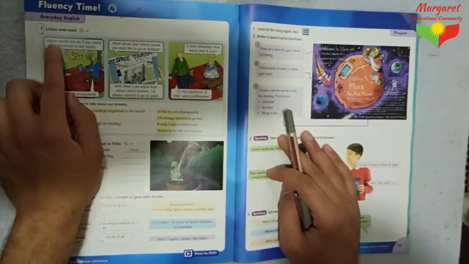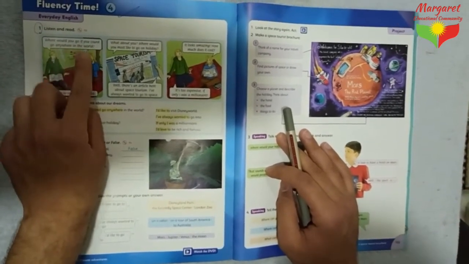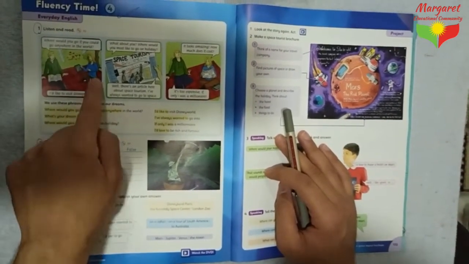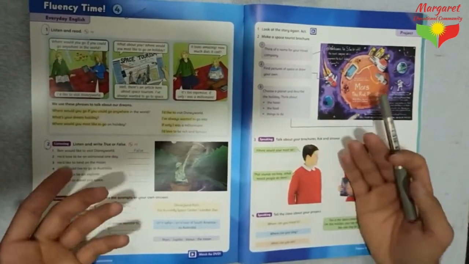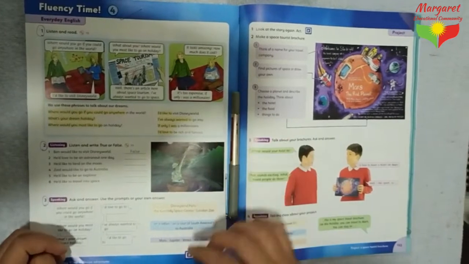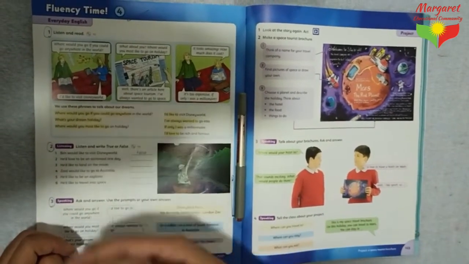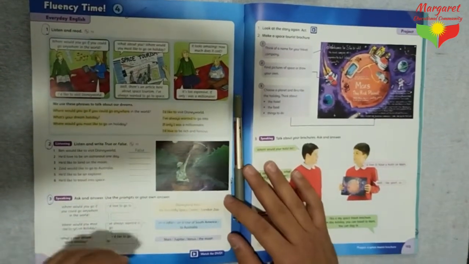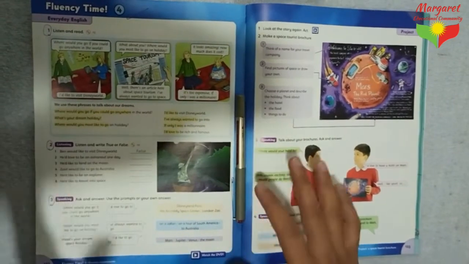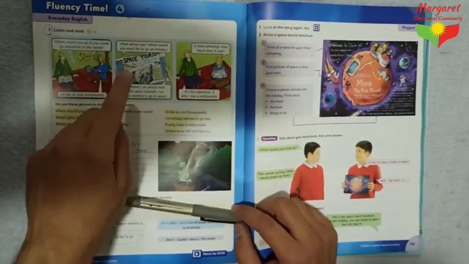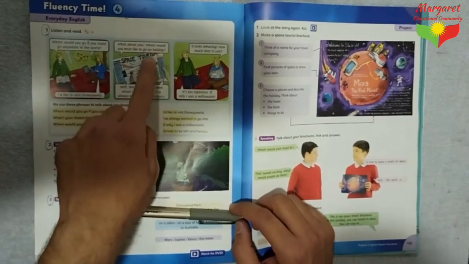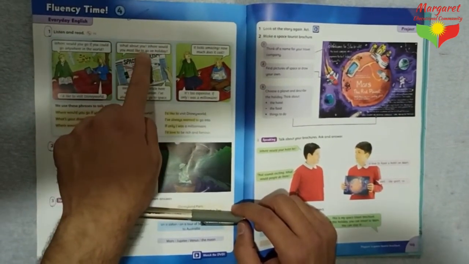Where would you go if you could go anywhere in the world? The boy is asking the girl. I would like to visit Disney World. Disney World is a place where people go to relax their minds, like a very huge park, like Disneyland in the United States. What about you? Where would you most like to go on holiday?